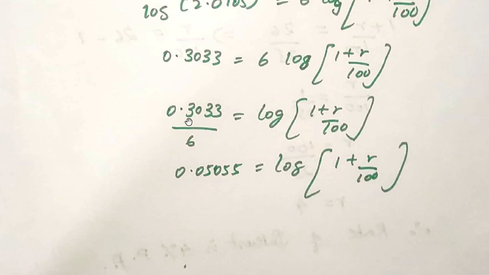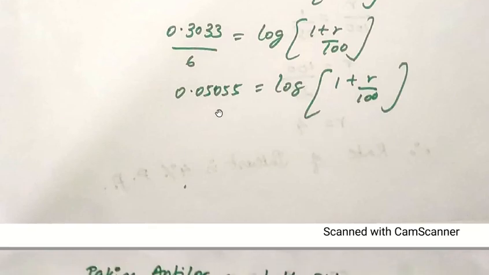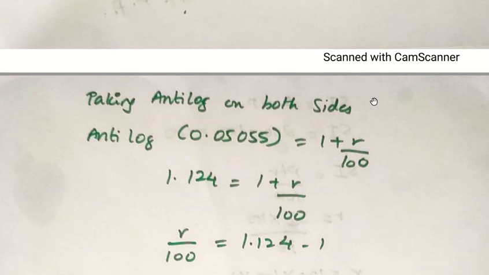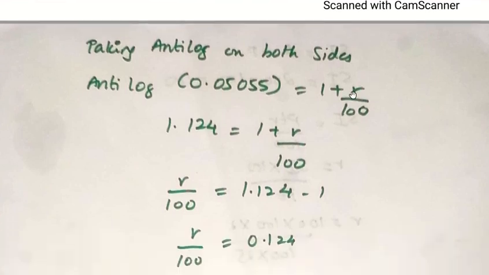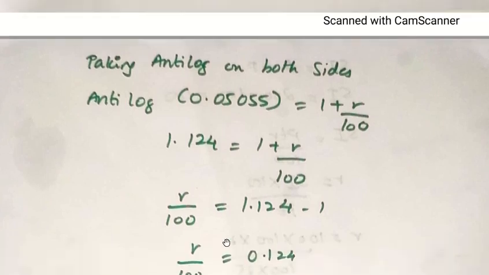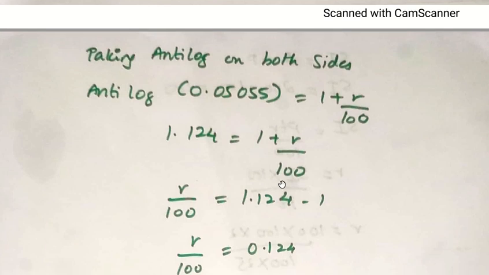So 0.3033 divided by 6, when it moves to the other side, is equal to log (1 plus r by 100). So 0.05055 is equal to log (1 plus r by 100). Taking anti-log on both sides, when you find the anti-log value in your logarithm table, you get 1.124, which is equal to 1 plus r by 100.